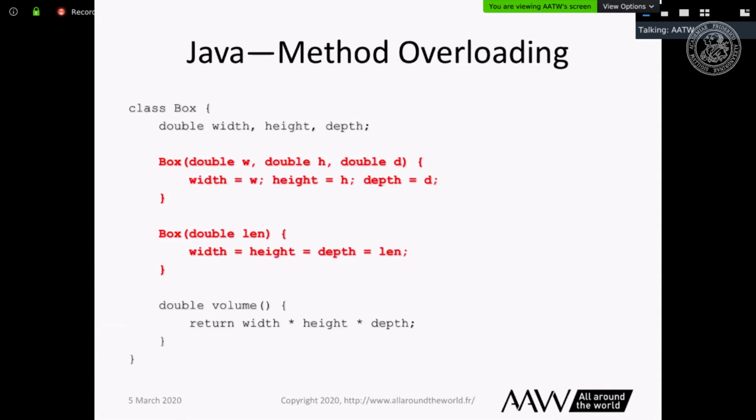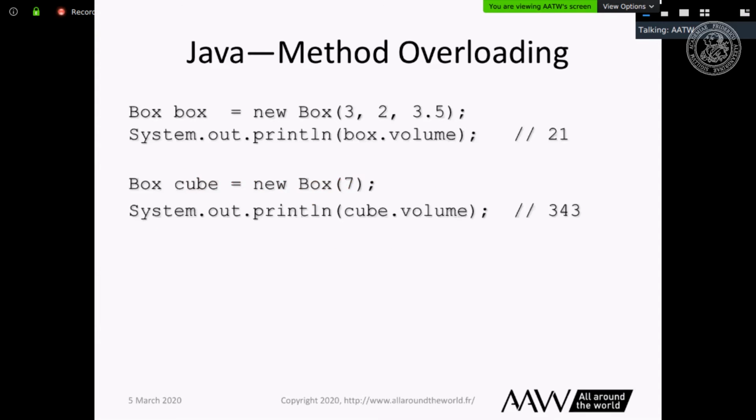What about Java? So here's the same box class in Java, double width, height, depth. So box, we have our first constructor, which takes 3 arguments. By the way, Java does not do named arguments. It's just not a thing for them. There's some discussion about doing that, but it's not caught on. We have a second constructor called double len, which just takes a single argument. And by having 2 constructors, you can see right here, the box 3 to 3.5, we print out our volume of 21. Then our cube, new box 7, print out the volume is 343. It has method overloading. It knows which constructor to call by inspecting the arguments.